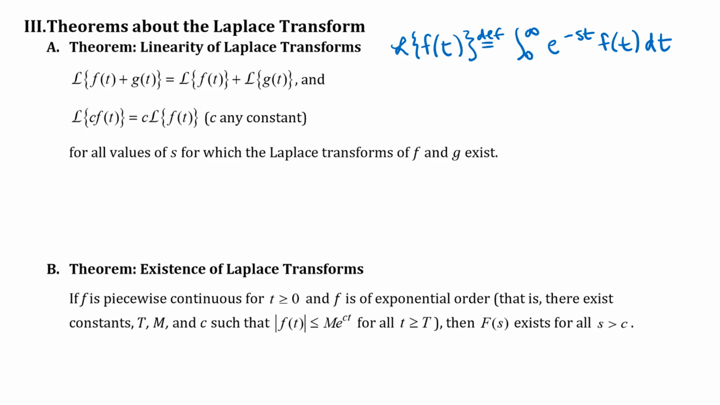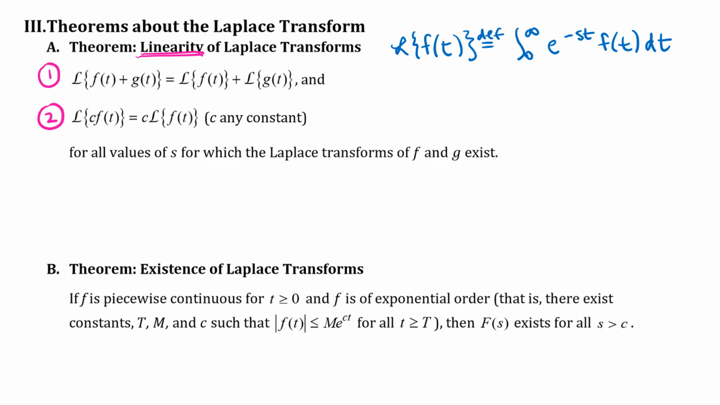But in order to use that table of Laplace transforms, you need to understand a little bit about this idea called linearity of Laplace transforms. And the idea here is that a Laplace transform is an integral. And so when you have combinations of functions or constant multiples of functions, you need to think a little bit about how integrals work to understand how you might be able to find Laplace transforms of those. And so there's really two parts to this theorem.